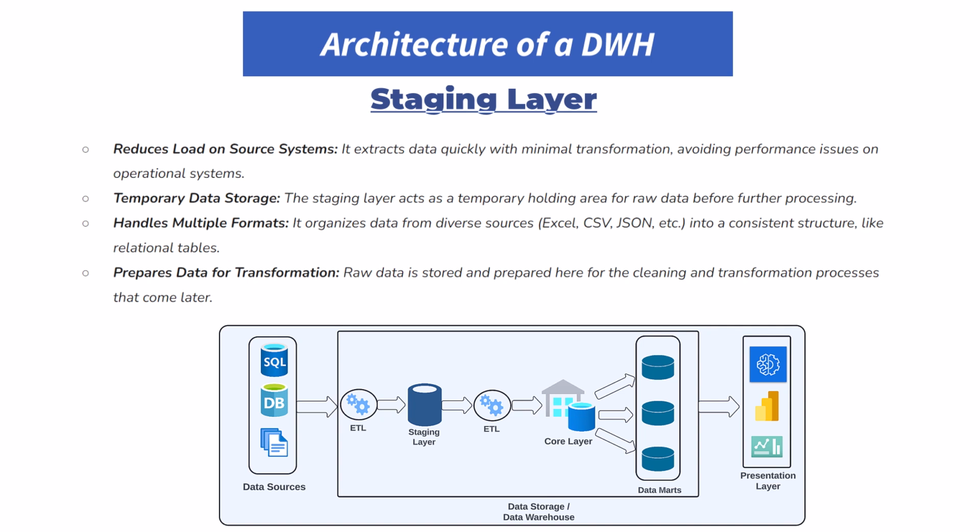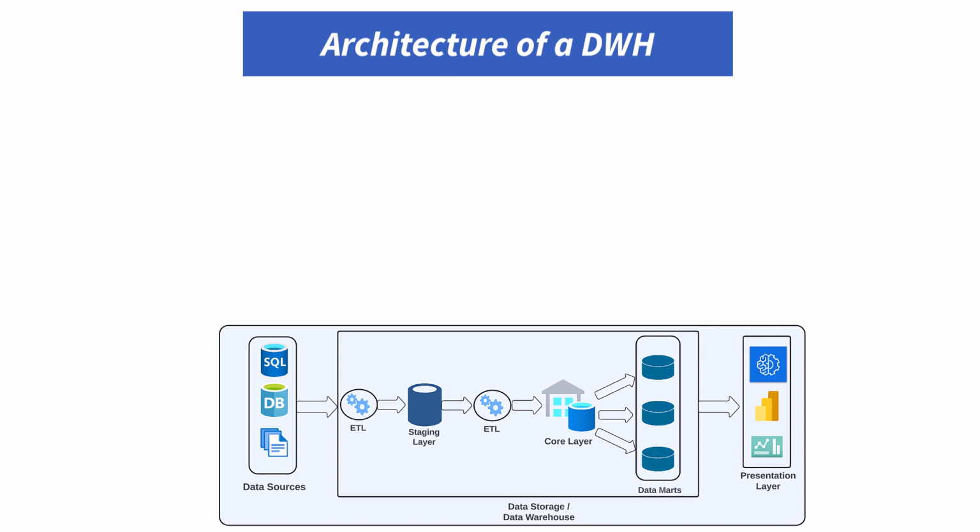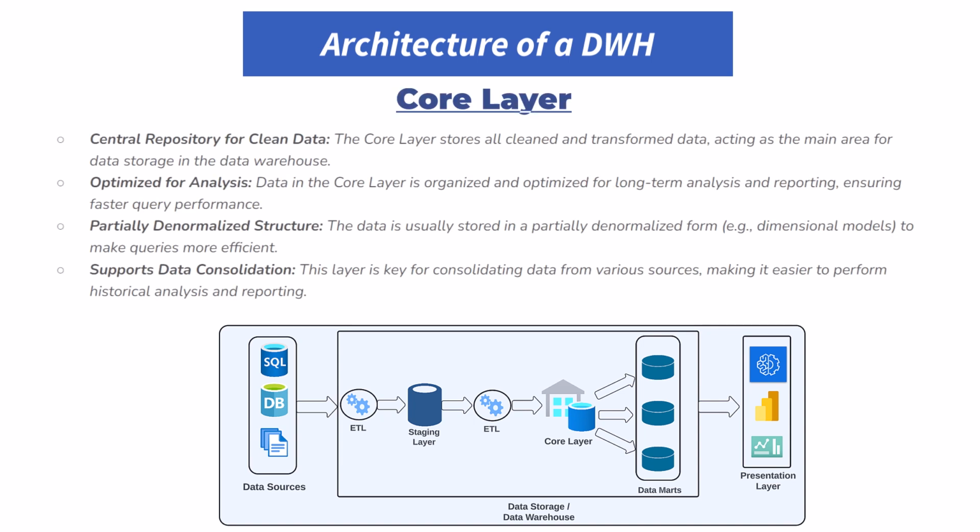The staging layer also plays a key role in organizing data from various sources like Excel, CSV, JSON, XML files, which might come in different formats and unstructured. In this layer, the data is stored in relational database tables, creating a consistent format that's easier to work with. Once the data is structured in the staging area, we can move on to cleaning and transforming it with our ETL tools. Now that we've cleaned and transformed the data in the staging layer, the next step is to move it to the core layer.